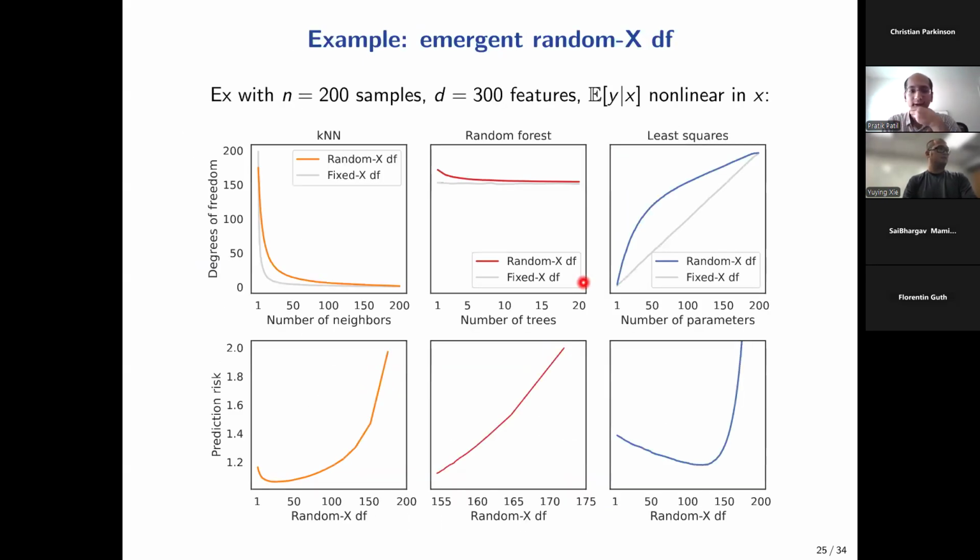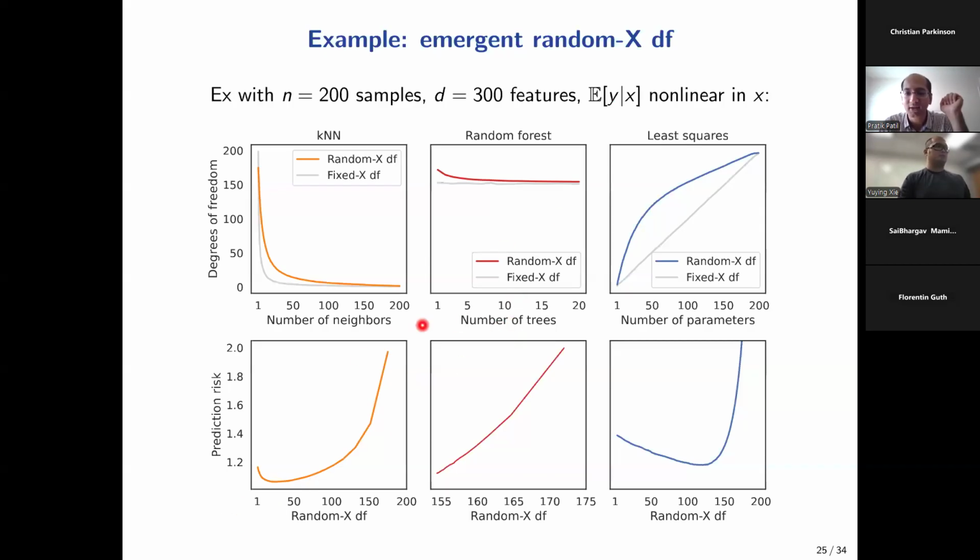Okay, so now once you have this kind of df, what can you do with it? Here I'm showing you different classes of predictors. You can take KNN, random forest, least squares. You have their raw complexity, which is maybe the number of neighbors for KNN, number of trees for random forest, number of parameters for least squares. And you can compute the random x degrees of freedom. So you're going to get some numbers.